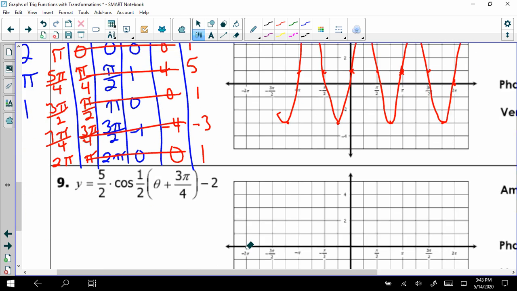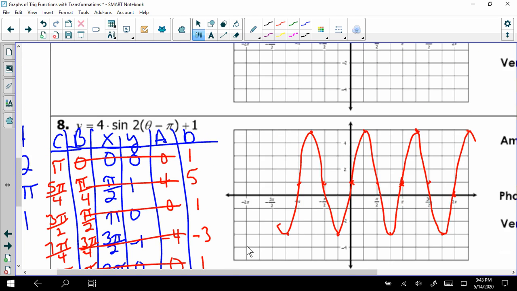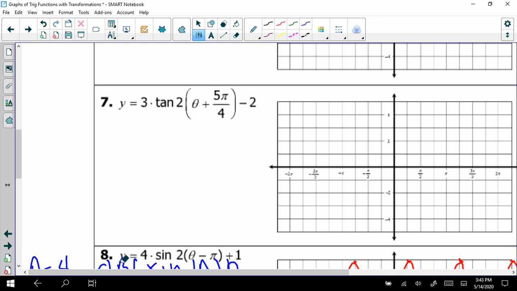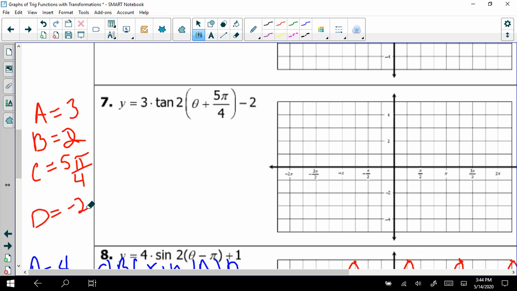Again, number 9 is kind of unnecessarily complicated because of all the fractions, so you can skip 9 if you want. I just want to actually talk about the period for this one. For tangent here, my A is 3, my B is 2, C is 5 pi over 4, and D is negative 2. So we have 4 transformations here as well.